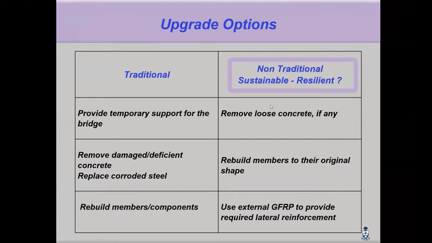So the non-traditional procedure that we were looking at was that we should not worry about removing the damaged and the contaminated materials. Because the contaminated material comes from the chloride that we pour on the highways and the products of steel corrosion. Now you remove those loose concrete and leave the bad material in and rebuild the member to their original shape. And then use the external glass or carbon FRP to provide the lateral reinforcement and additionally to watertight and seal the structure. And I'll tell you what the result of that comes out.